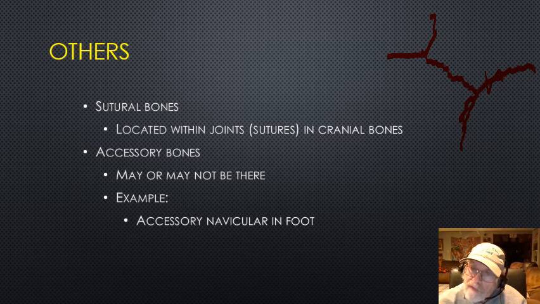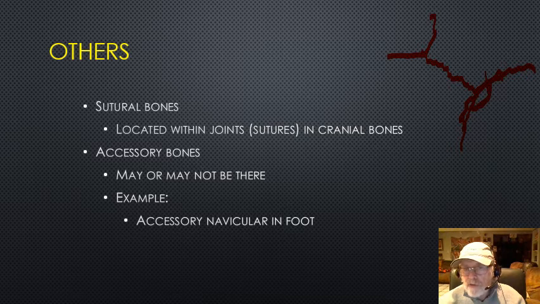Sometimes we actually will have a little piece of bone between these sutural joints. In other words, it'll be solid, okay, but there'll be a little extra piece of bone, and those are called sutural bones. Okay, they're located within these suture joints of the cranial bones. Again, they don't have to be there. They're not unusual. They're not rare. It's not like, oh my gosh, we got to put this one in a museum because nobody's ever seen this before, because it's not like that.